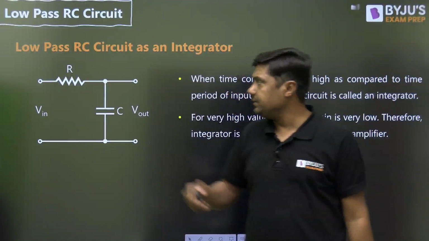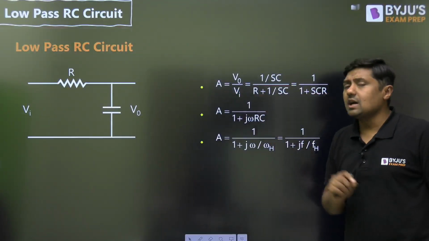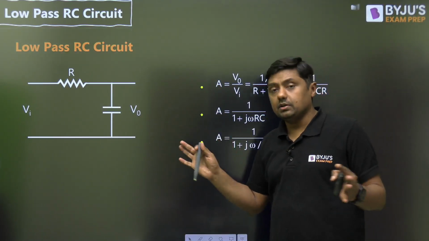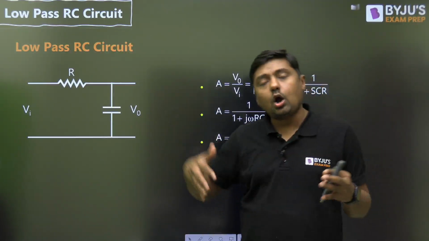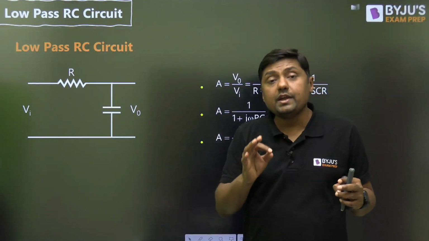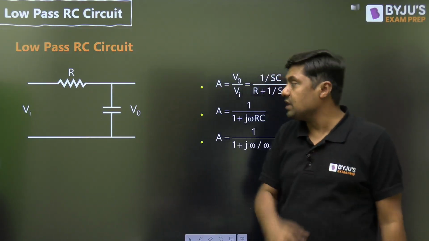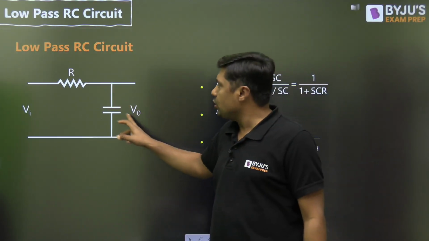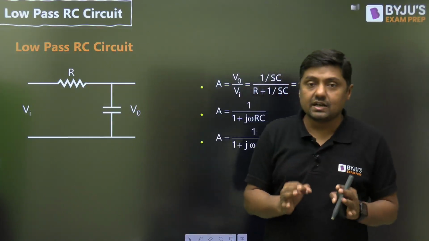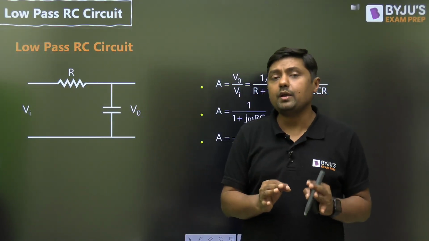Okay. Then what is the low pass RC circuit? Low pass RC circuit means, first of all, get the gain so that you will get the idea how this will work, and second thing, why it is called low pass RC circuit. Gain means what? V0 upon Vi. So this C is replaced by 1 by SC. That is, the impedance of capacitor is 1 by SC.